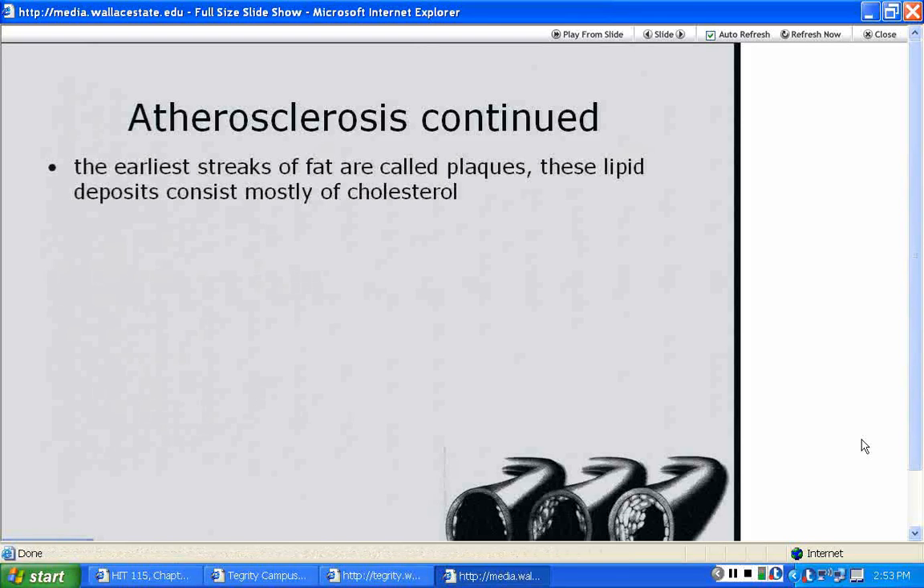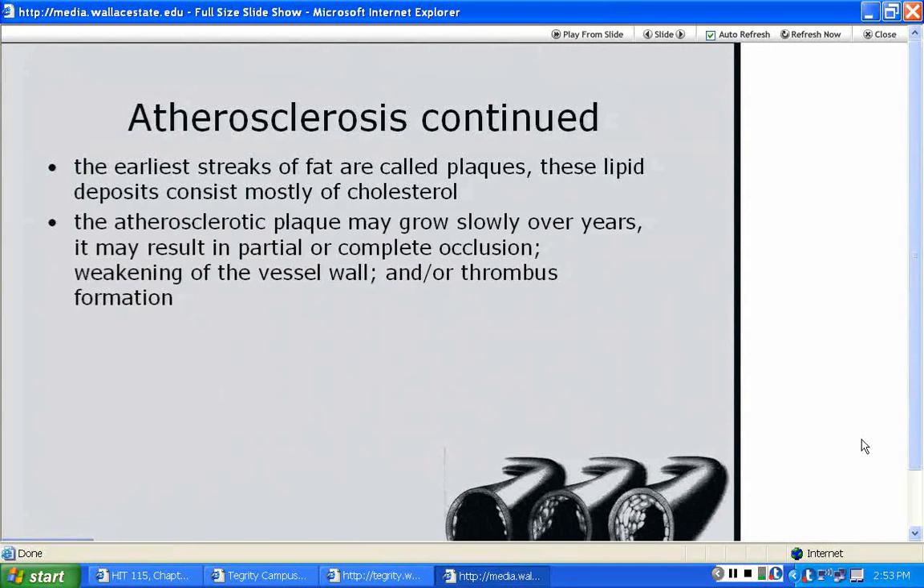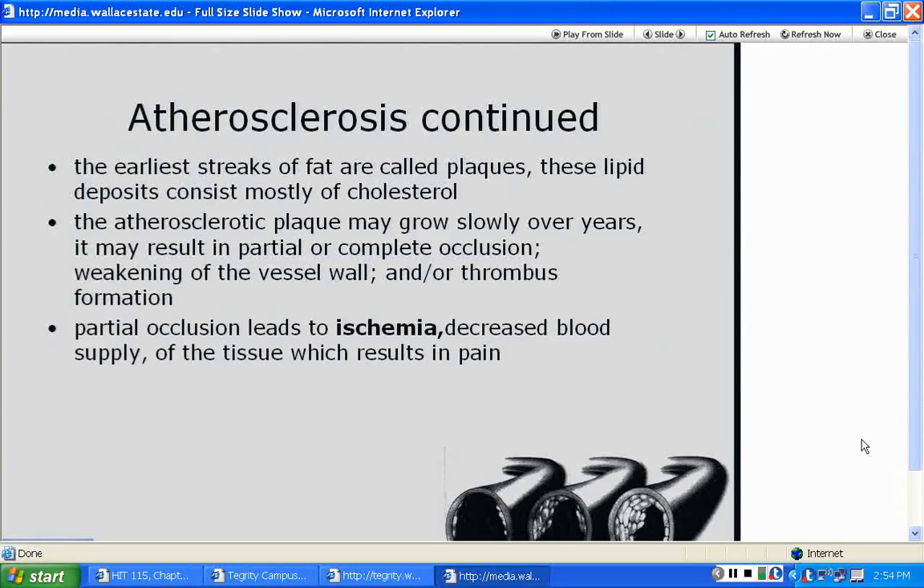This picture shows the different stages of atherosclerosis, building from just a thin layer to thicker and thicker, to where it actually causes blocking of the lumen of the artery. These lipid deposits, these fat deposits, are mostly cholesterol, and they're due to the person's diet, lack of exercise, smoking, and diabetes mellitus.